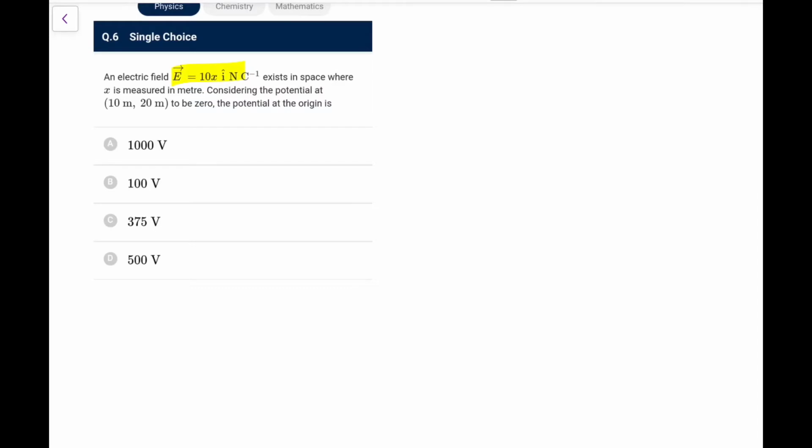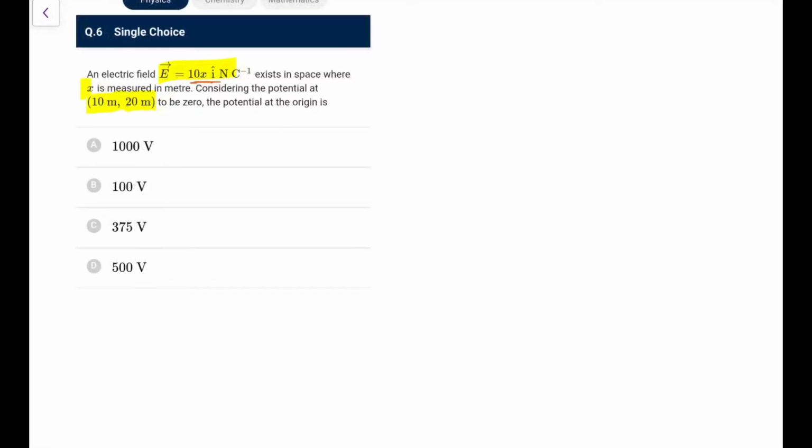Electric field 10x i cap newton per coulomb exists in space where x is in meter. Consider the potential at x equals 10 meter to be 0. The potential at the origin is, because it is along x. Now since field is along x-axis, we need to consider only the displacement in x. This point's x coordinate is 10 meter where potential is 0. You have to find at origin, what is the potential here?